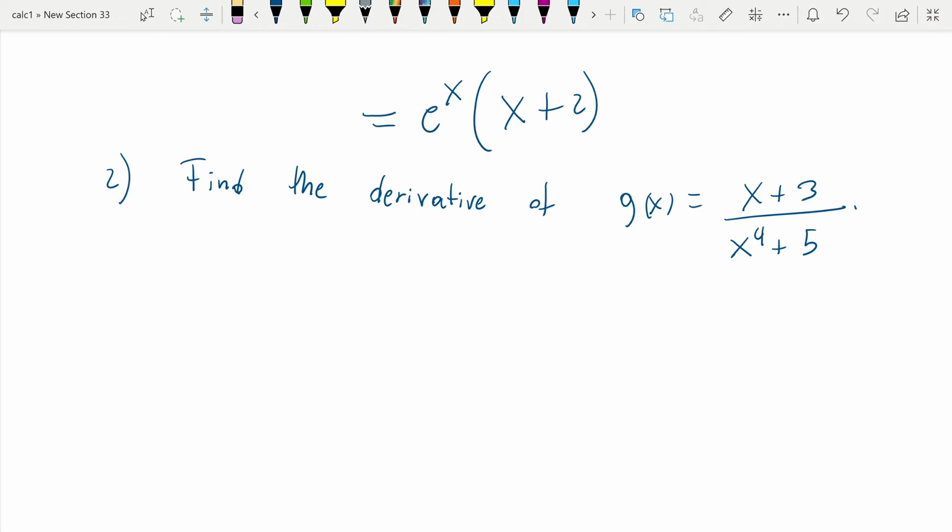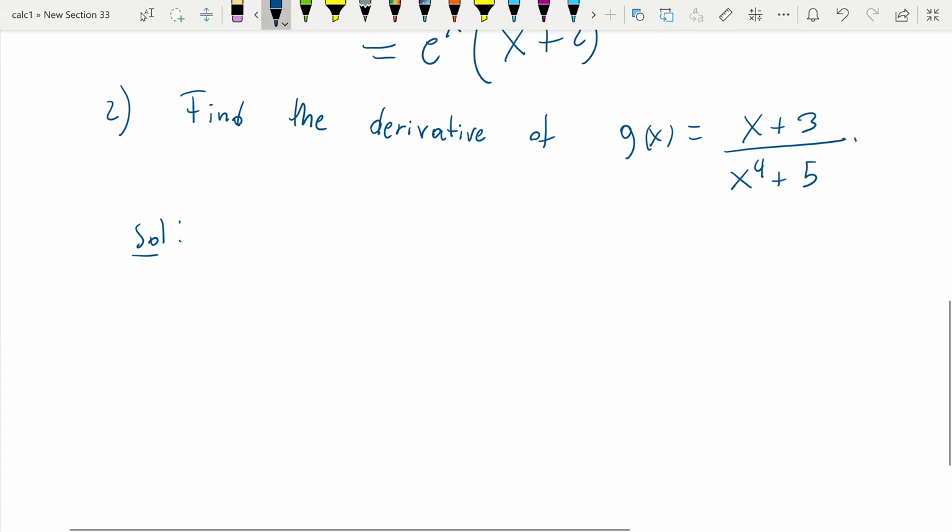So you'll be able to apply the quotient rule to find the derivative of this function at any point. So the solution: we apply the quotient rule.